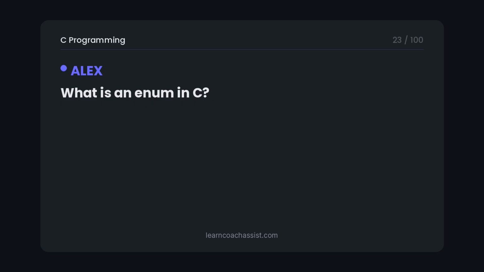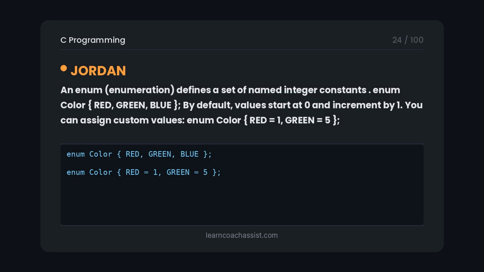What is an enum in C? An enum, or enumeration, defines a set of named integer constants. enum Color { RED, GREEN, BLUE }. By default, values start at 0 and increment by 1. You can assign custom values: enum Color { RED = 1, GREEN = 5 }.